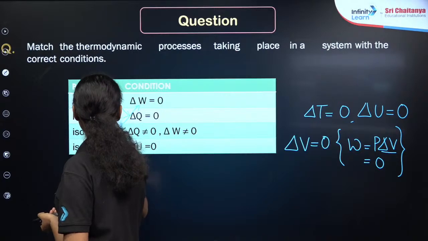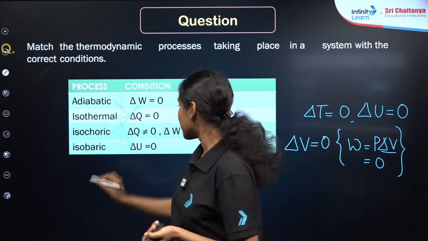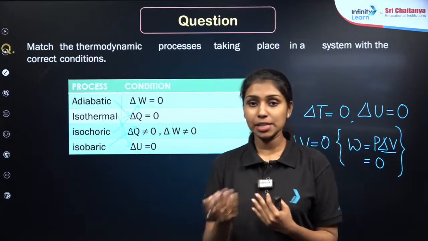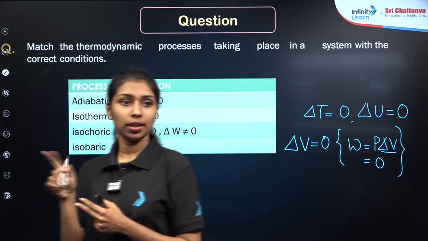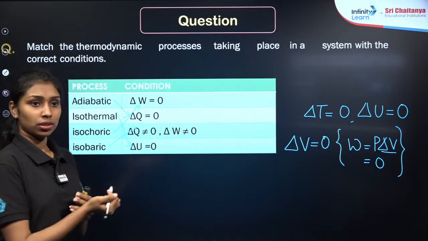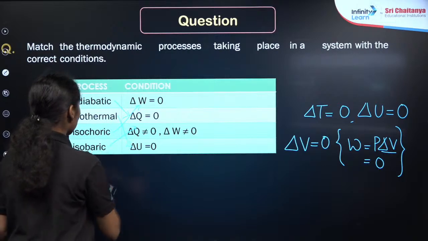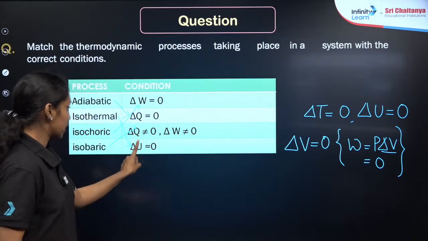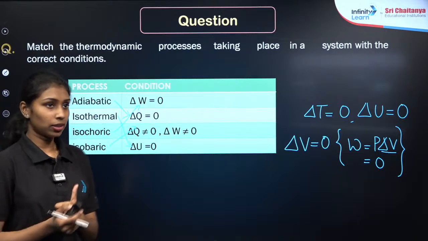Then what about the last one, the remaining one? Isobaric. Isobaric means there will not be any change in pressure. Delta P is equal to 0. So I can say that heat exchange will not be 0. That is delta Q not equal to 0 and delta W not equal to 0. Clear?